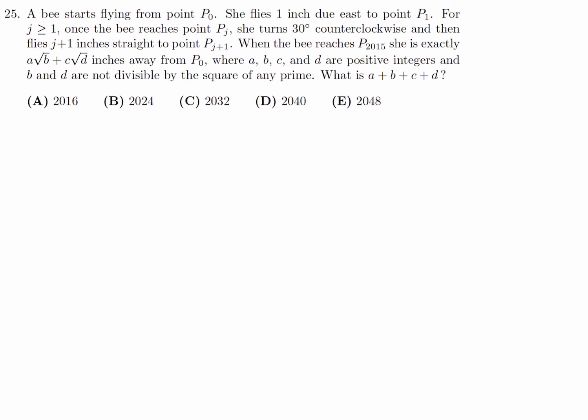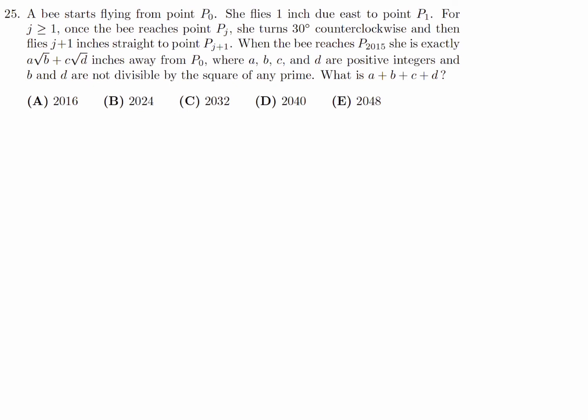A bee starts flying from point P0. She flies 1 inch due east to point P1. For j greater than 1, once the bee reaches point Pj, she turns 30 degrees counterclockwise and then flies j plus 1 inches straight to the point Pj plus 1. When the bee reaches P 2015, she is exactly a times root b plus c times root d inches away from P0, where a, b, c, and d are positive integers, and b and d are not divisible by the square of any prime. What is a plus b plus c plus d?